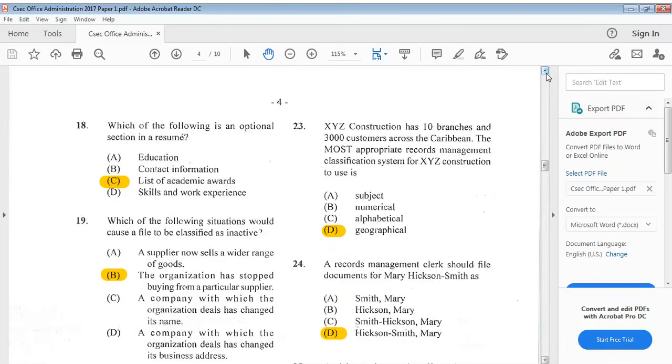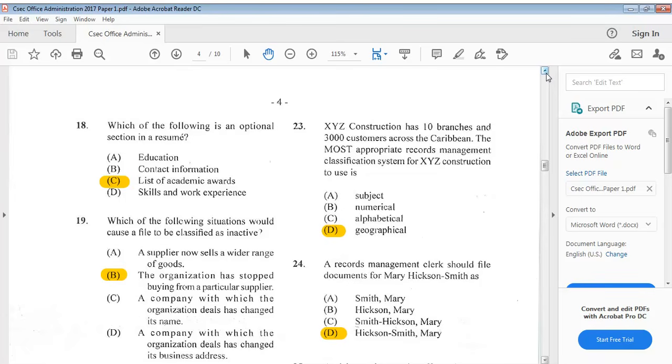XYZ Construction has 10 branches and 3,000 customers across the Caribbean. The most appropriate records management classification system for XYZ Construction to use is A. Subject, B. Numerical, C. Alphabetical, or D. Geographical. Customers across the Caribbean, right? So we know it would be D. Geographical. Let's move on to number 24.